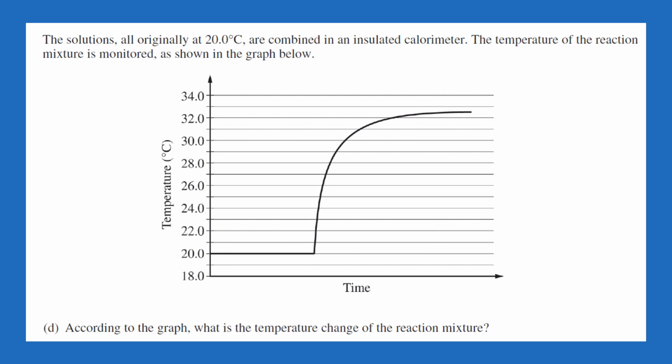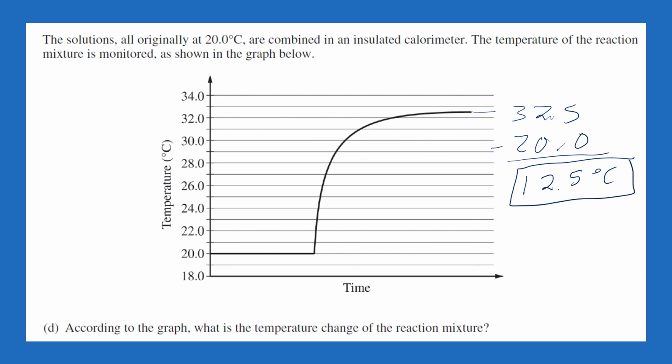Okay, so then you combine them in an insulated calorimeter. The temperature of the reaction mixture is monitored as shown in the graph below. According to the graph, what is the temperature change of the reaction mixture? So you really just need to subtract, but you want to try to use correct significant figures. So right here, we're at just about 32.5, and you started at 20. And so when you subtract, it's 12.5 degrees Celsius is my change.